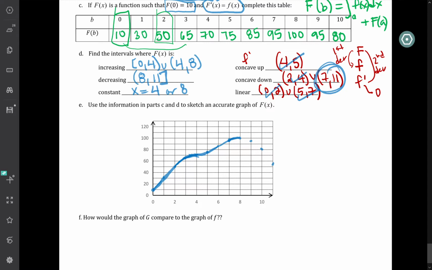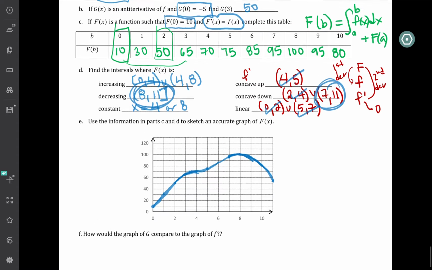And then at, where are we at? At 8, we switch to decreasing. So from here on out, we're going to have a downward bend. Makes my max look a little crooked. And we're going to be decreasing. So that's a pretty decent sketch of F. It's a little hard to perfectly see the bend, but we talked through it, so hopefully that makes sense.